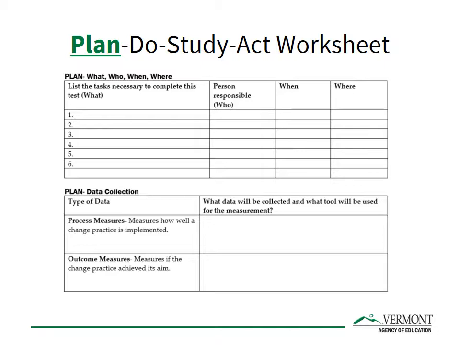The plan section of the cycle is all about organization and planning ahead. At this point, you need to create your data collection plan and determine 1. Who will be gathering the different types of data, 2. What process and outcome measures you want to collect, 3. Where the data collection will take place. Will it be in classrooms, the hallways? 4. And finally, when will you be collecting and reviewing the data, including how often you will be collecting the data.